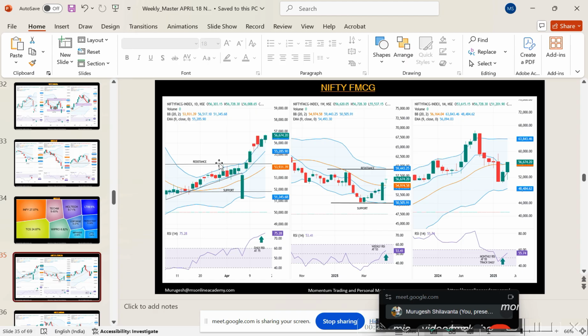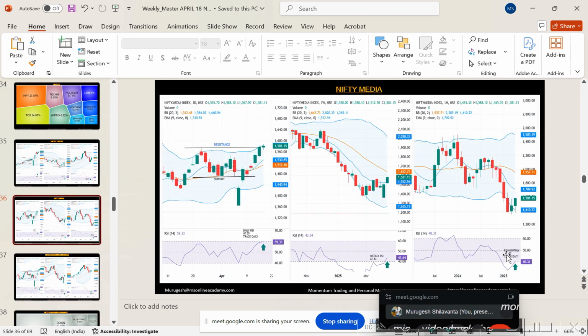FMCG is one of the sectors. It is moving well. Okay, but the only point is that it is at 60 resistance also. We have to be very careful for that. If it is resisting from the middle band for this month and 60 RSI, then we can see one more downside here. We need to wait for the proper breakout.